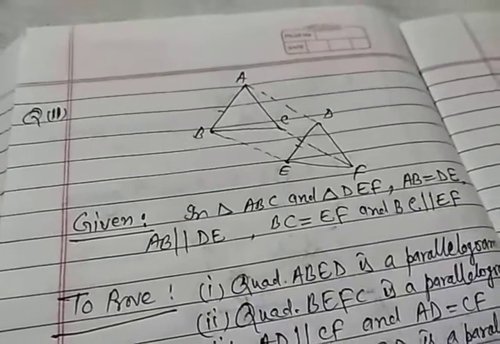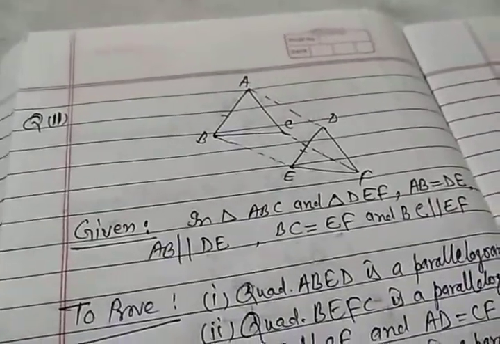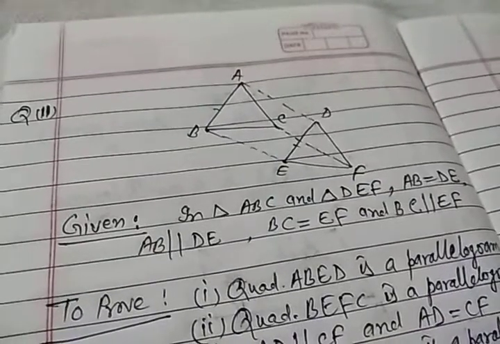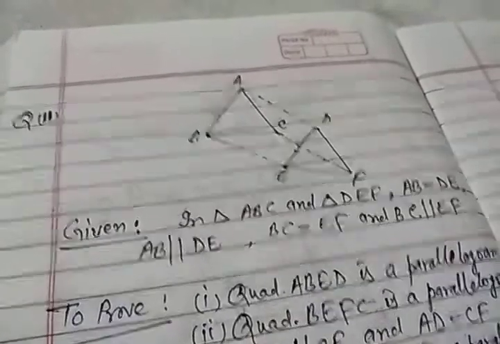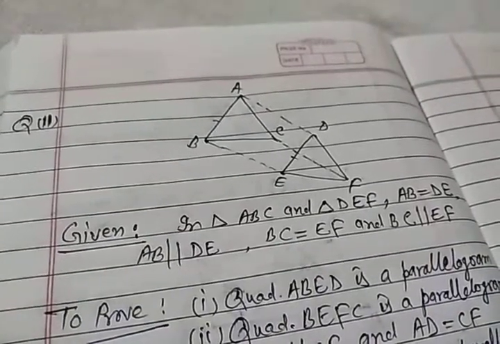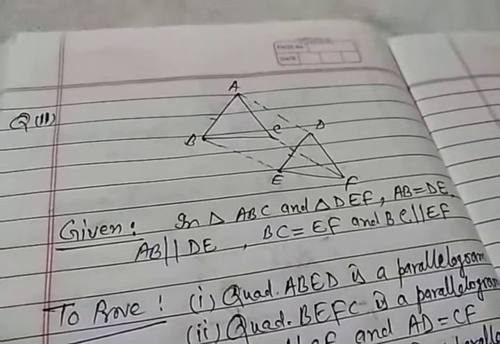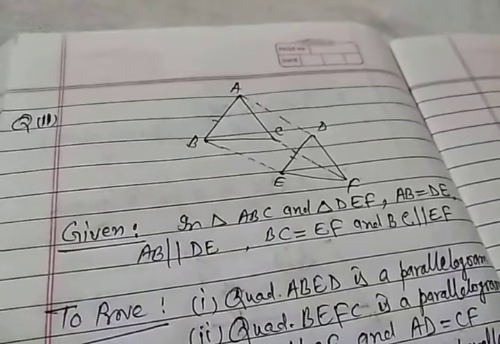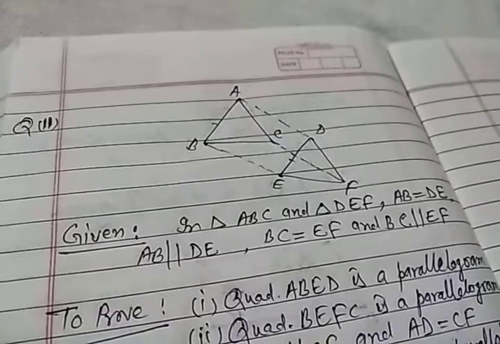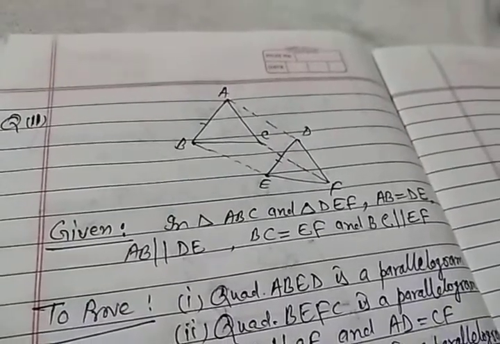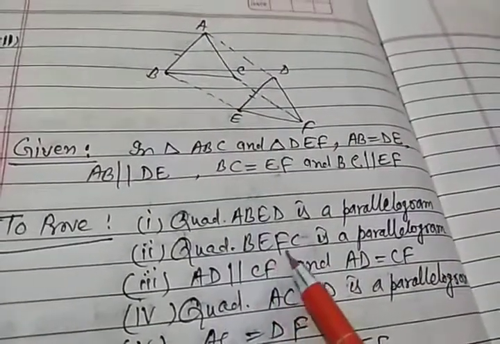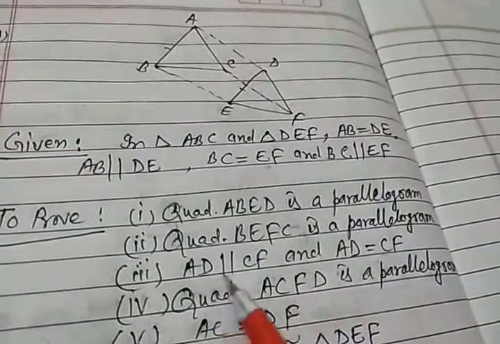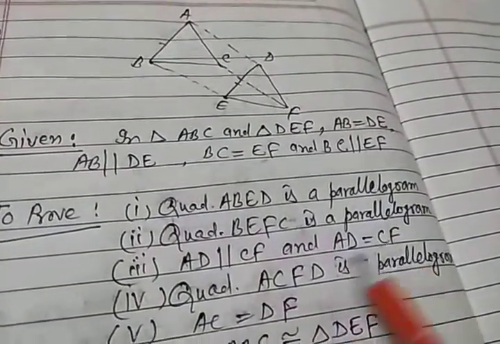Students, see question number 11. In triangle ABC and triangle DEF, AB equal DE, AB parallel DE, BC equal EF and BC parallel EF. Vertices ABC are joined to vertices D, E and F respectively. Show that quadrilateral ABED is a parallelogram, quadrilateral BEFC is a parallelogram, AD parallel CF and AD equals CF.